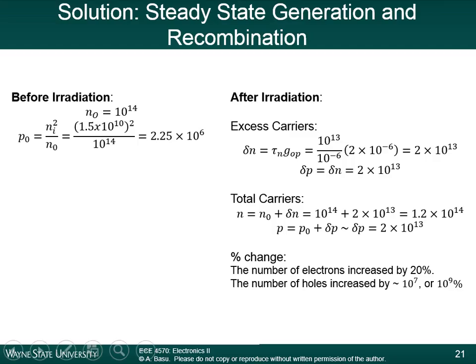For the percentage change, the number of electrons increased by 20%. The way that we find this is the same way that I showed you earlier. It's sigma n divided by N0. The way that you find the hole increase is sigma p divided by P0. So the electrons increased by 20%, and the number of holes increased by 10 to the 9th percent. So this would be low-level injection, but it's sort of bordering on high-level injection.